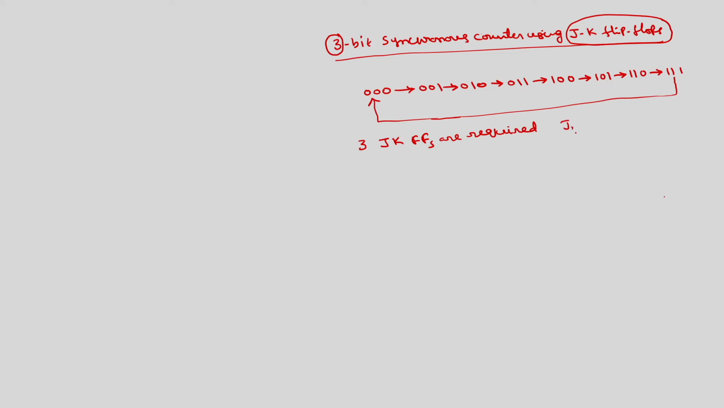You call the names as J3 K3, J2 K2, J1 K1, J0 K0, and the corresponding outputs are Q2 Q2 bar, Q1 Q1 bar, Q0 Q0 bar. So, the design procedure is we have to start with the present state, next state, then flip flop input functions.